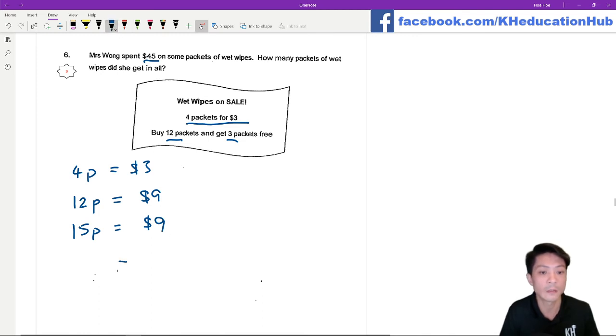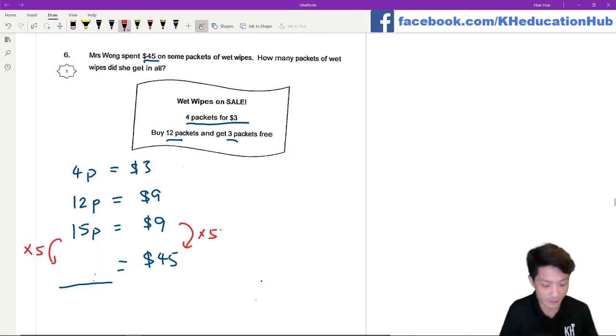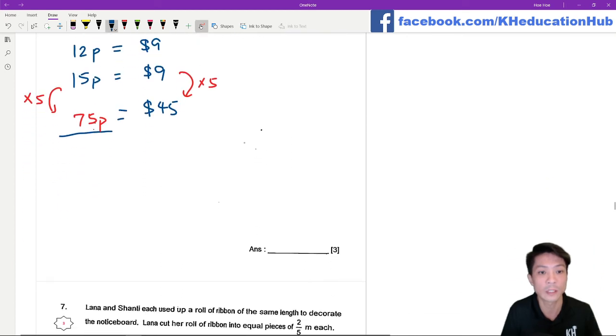Okay, so now I want to find out, for $45, how many packets can I get, right? So you gotta realize that from $9 to $45, you need to multiply by 5, right? So the other side you also multiply by 5. Okay, 15 times 5 will give you 75 packets. Okay, so this will be the answer for question 6.